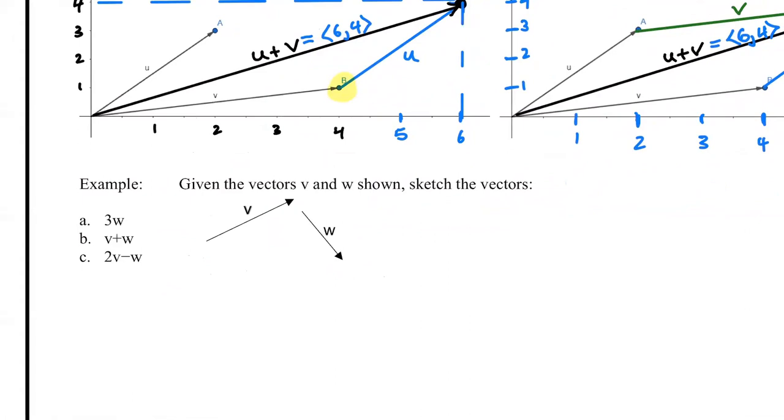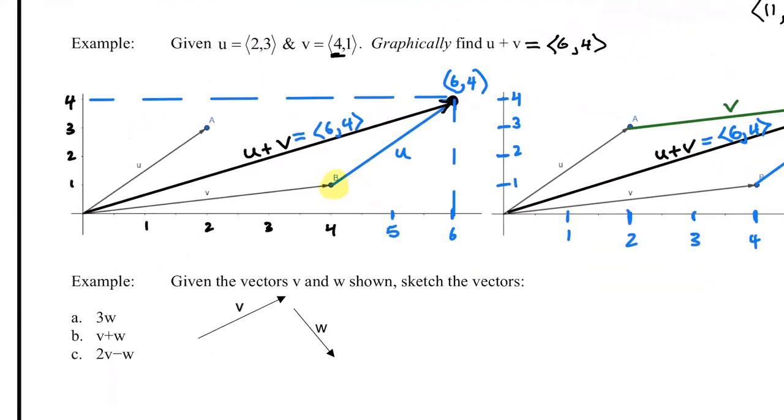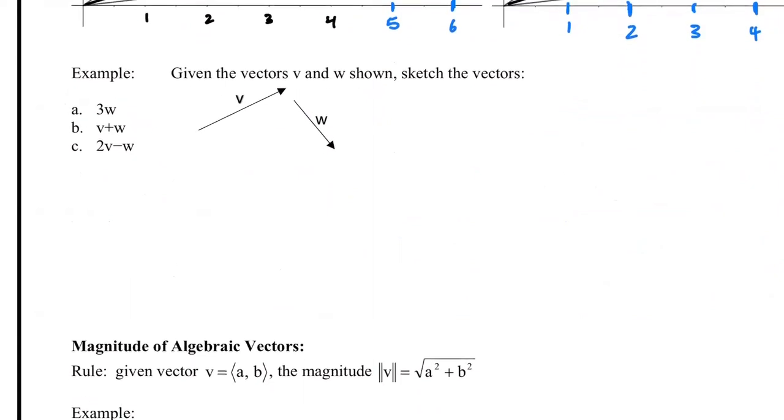Example A in the next category says, given the vectors V and W shown, sketch the vectors 3W, V plus W, and 2V minus W. These are vector operations, but specifically graphically. And so right here, you can see how if I wanted to really be a monster on the test, I can give you a question where you have to geometrically figure out the vector sum, and you would have no hope of figuring it out just numerically by taking the 2 and the 4 and adding them, the 3 and the 1 and adding them.